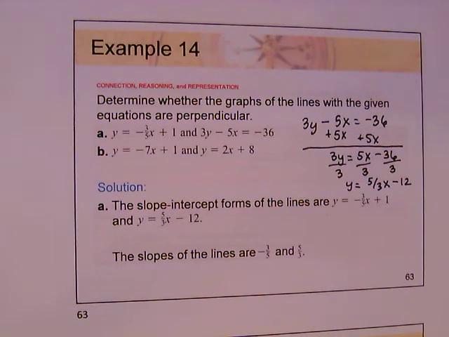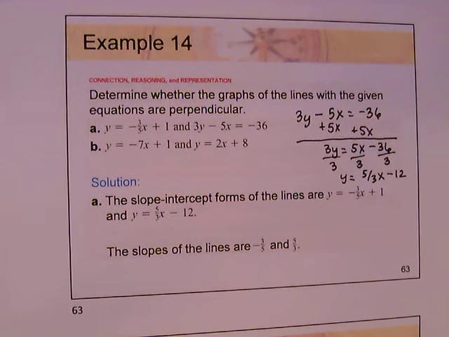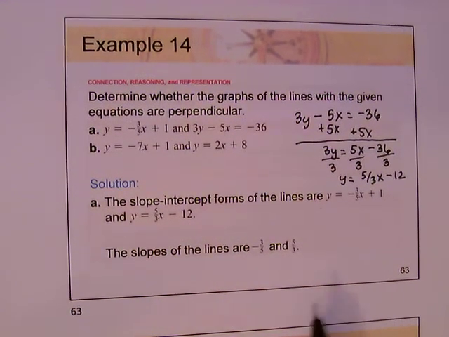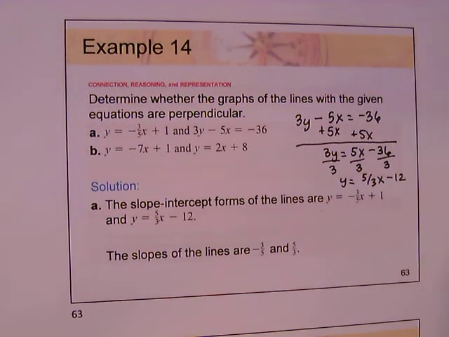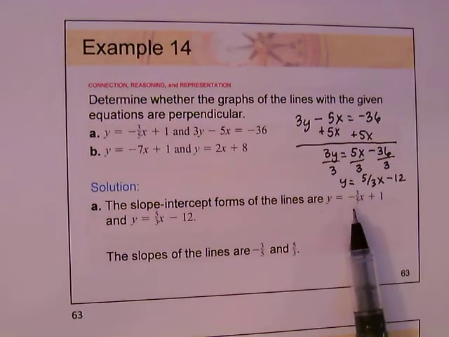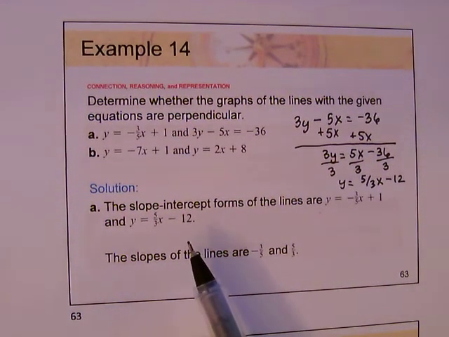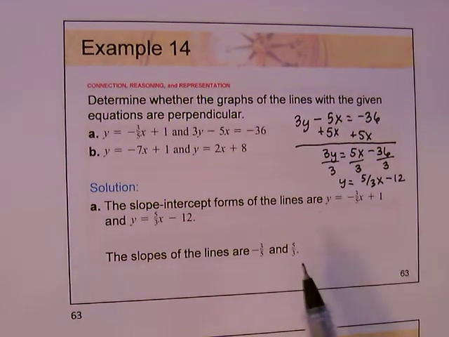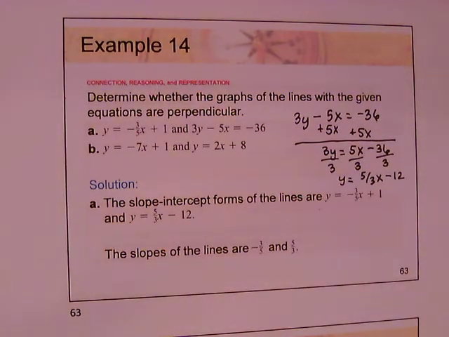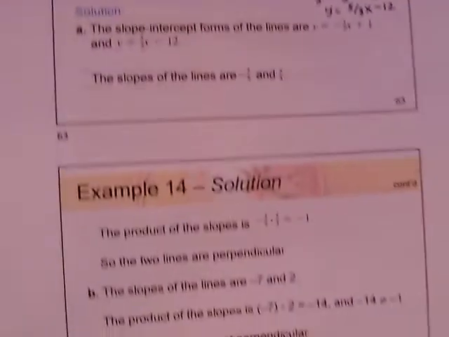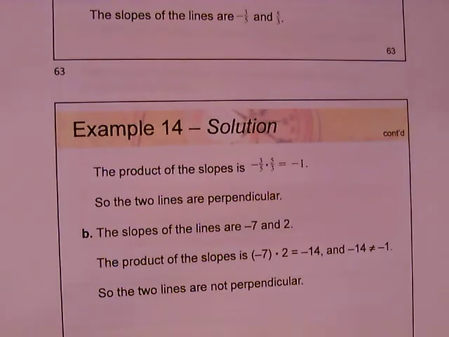And now we can identify the slopes because it has to be in slope-intercept form where you're solving for y. So for the first equation, y equals -3/5 x plus 1, the slope is the coefficient of x. That's -3/5. And for this equation, y equals 5/3 x minus 12, its slope is 5/3. So now if you take the product of those two slopes, -3/5 times 5/3, you will end up with -1. So here we can conclude that the two lines are perpendicular.